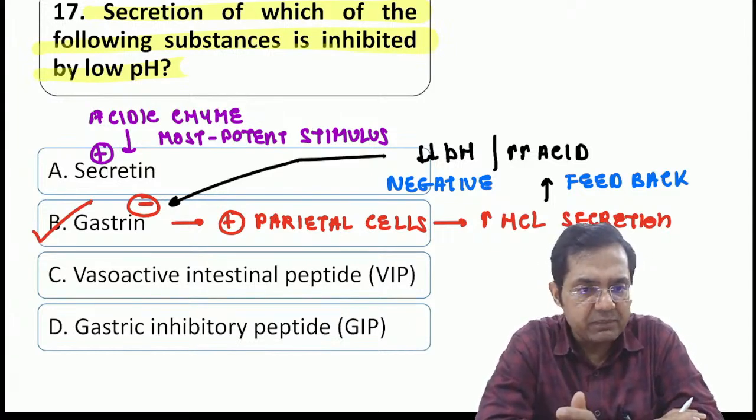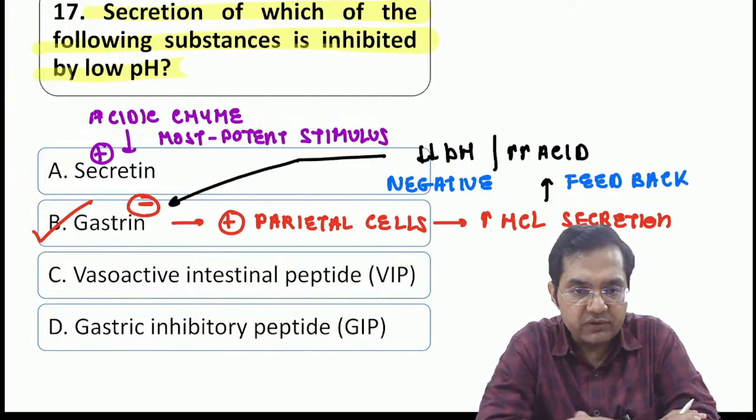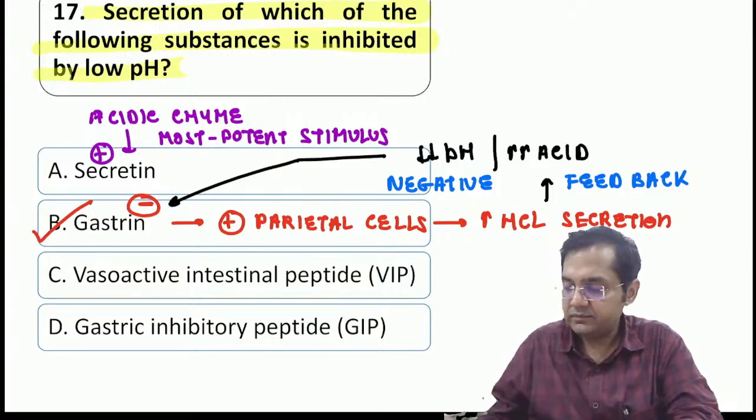Another important question. Gastric inhibitory peptide will decrease the gastric secretion, acid secretion. VIP also decreases the gastric emptying.